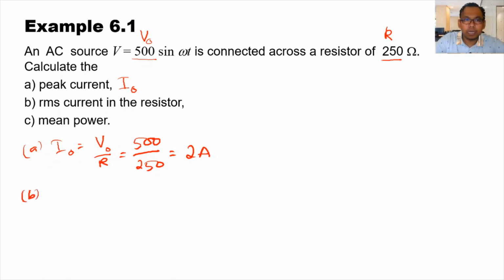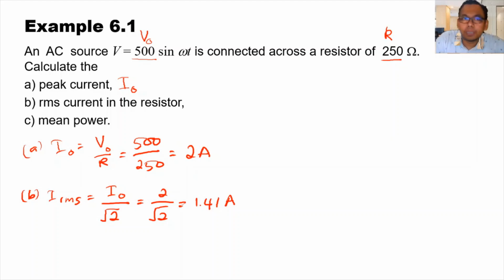Next question asks the RMS current. The relationship between RMS current and peak current is given by I RMS is equal to peak current divided by the square root of 2. And we know the peak current is 2, so 2 divided by the square root of 2, and we get the answer 1.41 ampere. Next, mean power.